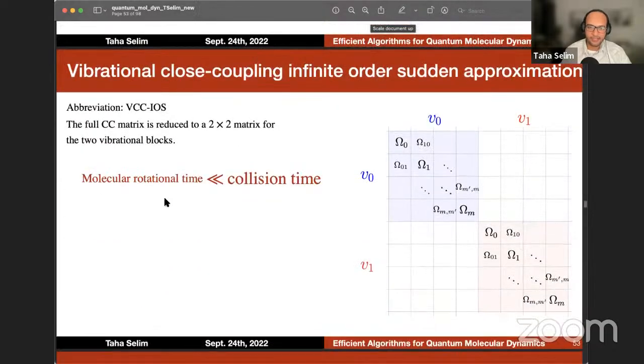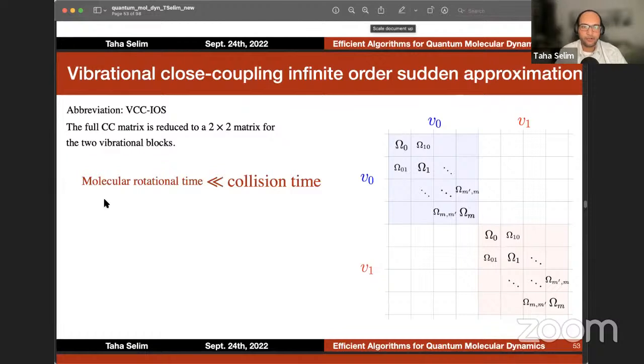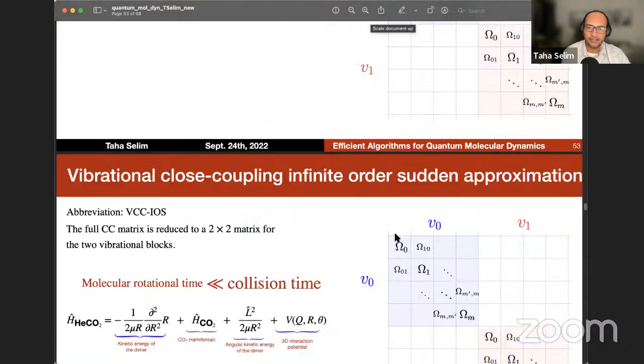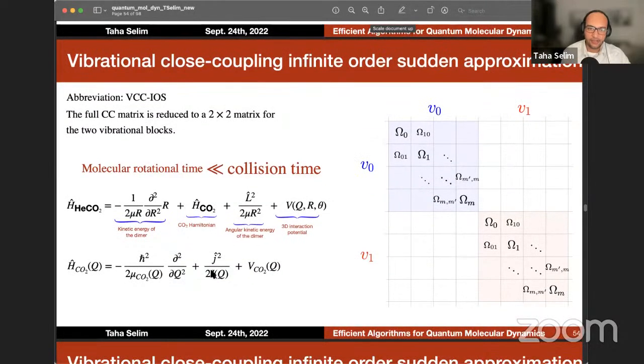Why is that? Because basically they assume that the molecular rotational time is much smaller than the collision time. So if you have a CO2, the time that CO2 takes to rotate is very small compared to the time that the collision is happening. In that sense, when helium comes every time, it will find CO2 in just one direction. It might find it at this angle, that angle, and so on. This is really crucial because it means we can do the dynamics over fixed orientations, and we don't really need all of these off-diagonal elements.